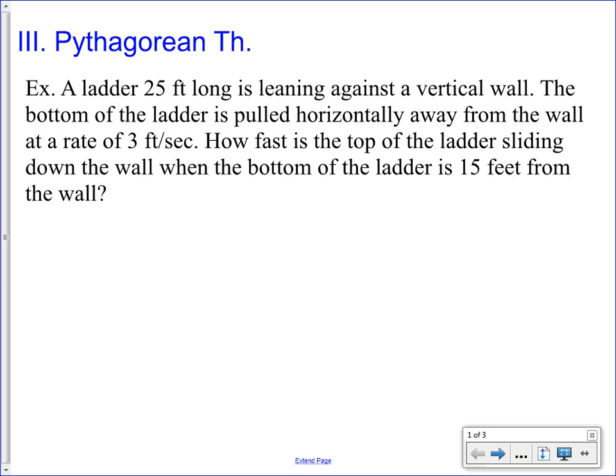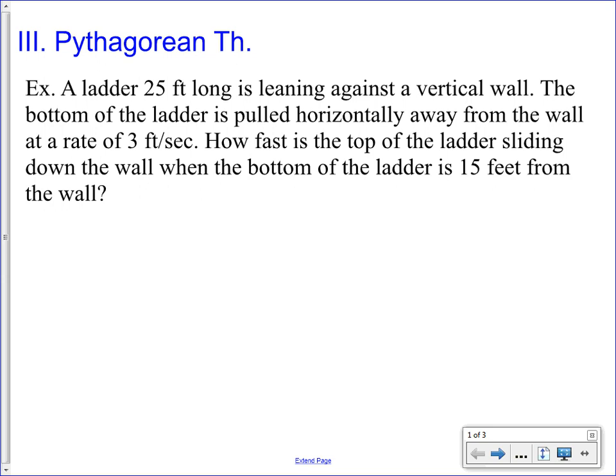So our next category is Pythagorean theorem. So these are scenarios that can be represented with right triangles. So the equation that relates the variables would be Pythagorean theorem. All right, here's an example.